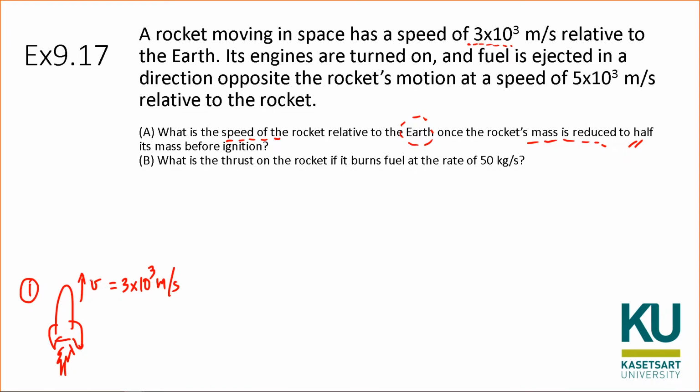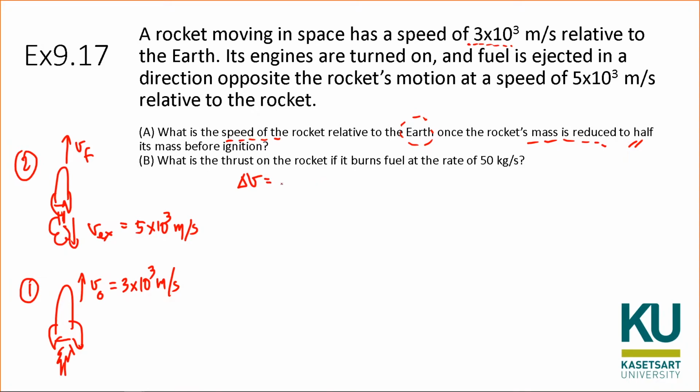And what happened next? Afterward, the rocket ejects gas out, and the gas is ejected with an ejection velocity of 5 times 10 to the 3 meters per second. You would like to determine from V0 to Vf, which is delta V, right? Delta V is Vf minus V0.